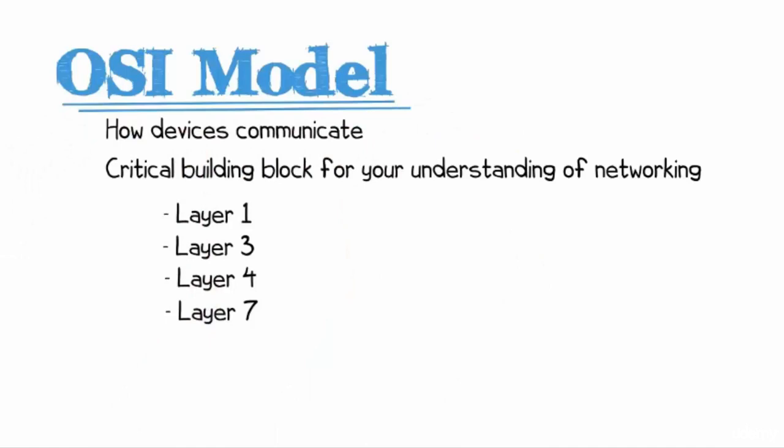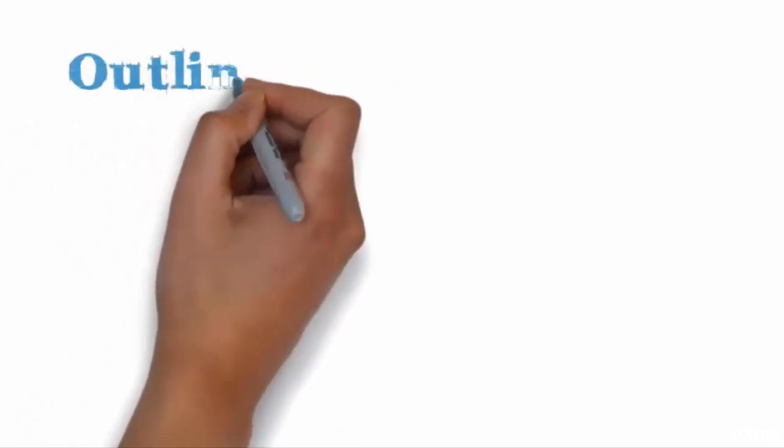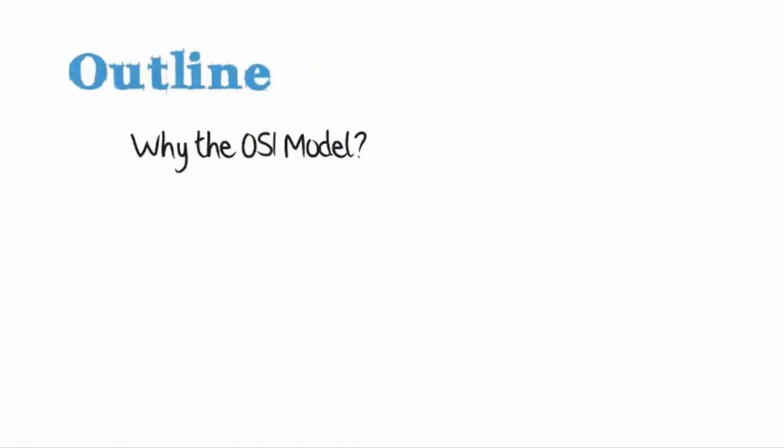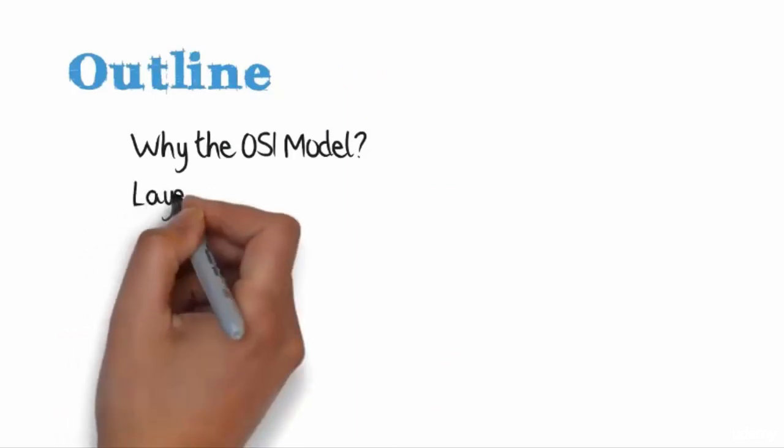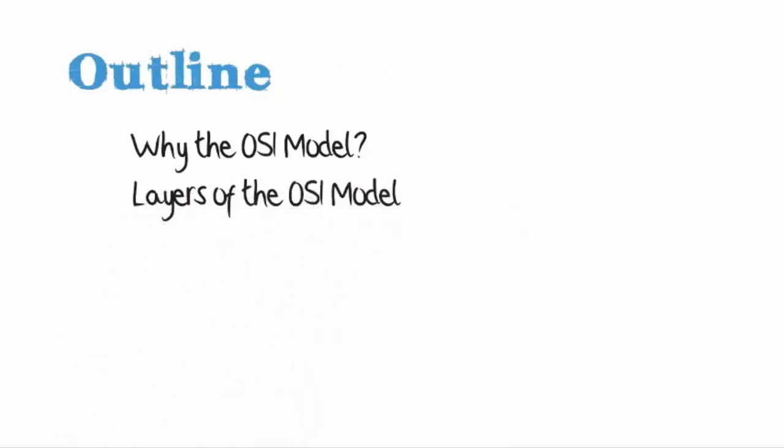The OSI model is important for troubleshooting and understanding networks and network protocols. We're going to firstly look at the reasons for using the OSI model. What advantages are there to using this model in networking today? We'll then look at the layers of the OSI model, and that's where these terms layer 4 or layer 5 or layer 7 come into play.